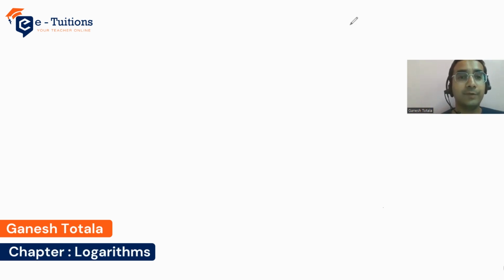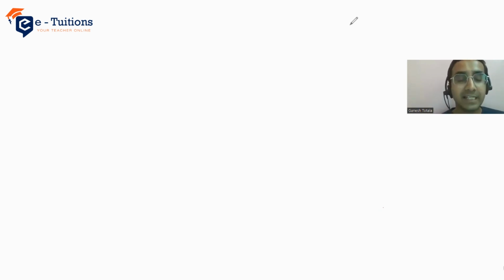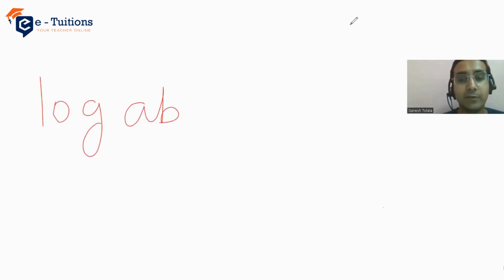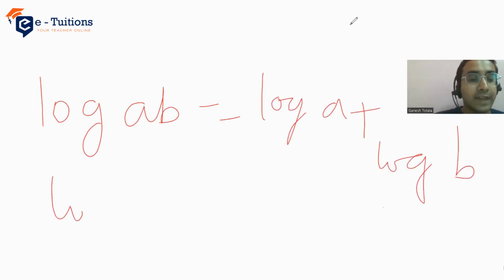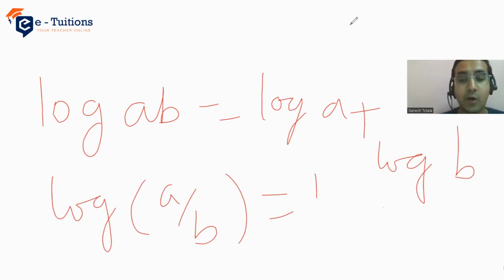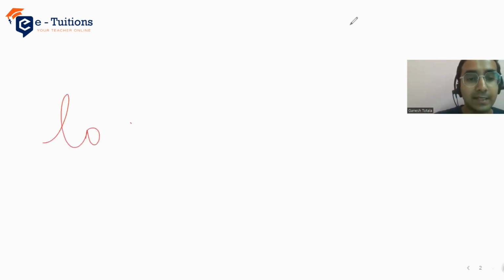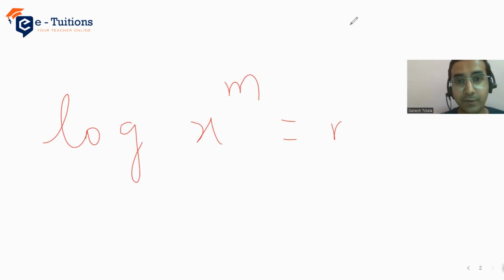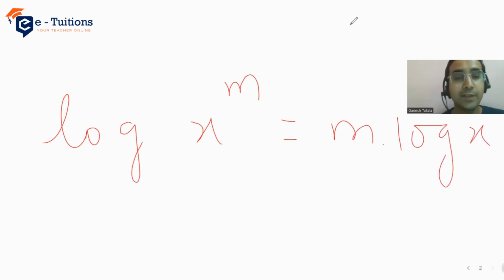So in the last video, we've been talking about the laws of logarithms. So in today's video, let's continue with the problems on those laws of logarithms. Just to quickly recap, log of AB is equal to log of A plus log of B. Log of A by B, we have it as log A minus log B, and the power law, that is log of x raised to m is equal to m into log of x. So these were the three laws which we have seen in the last video.